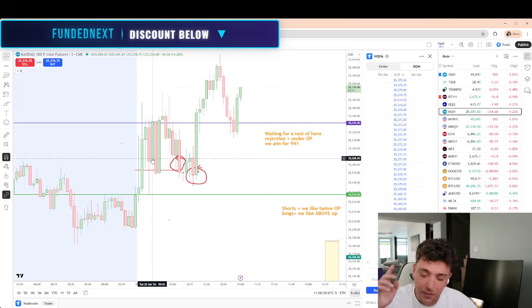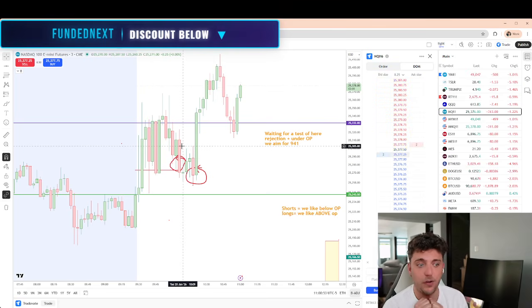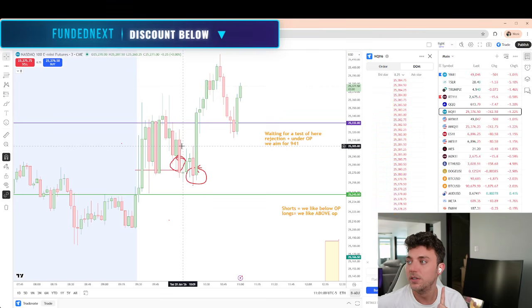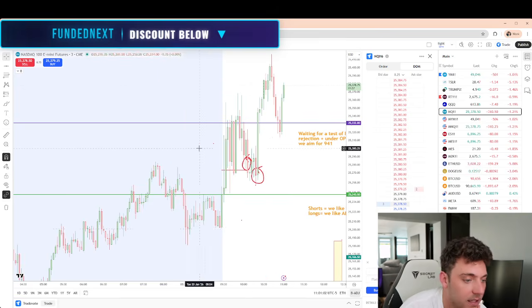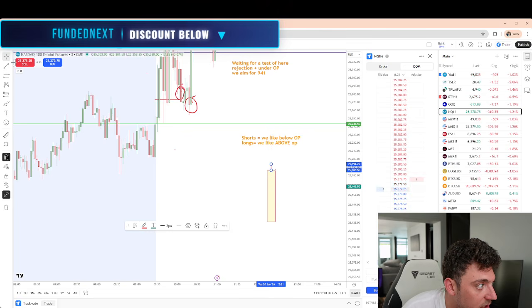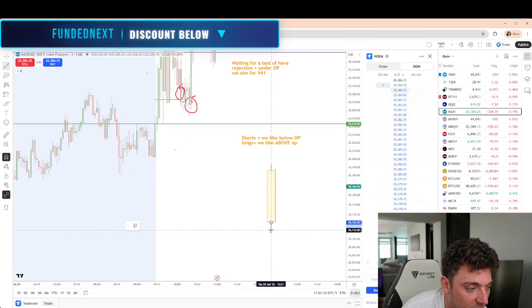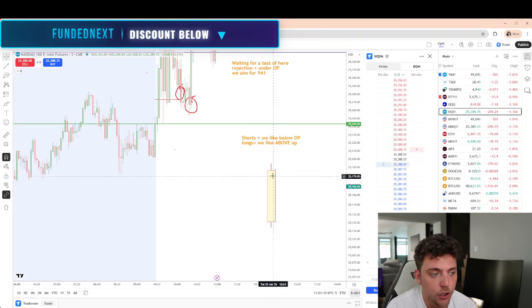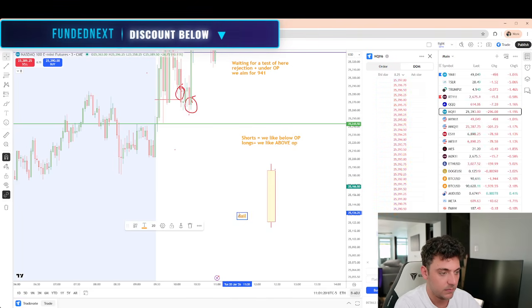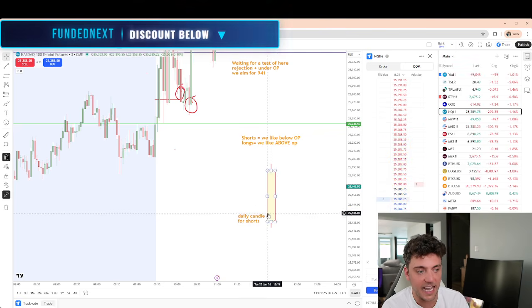I shouldn't. And the truth is, if you are a struggling trader out there, and your win rate is really low, right? This is the new rule of thumb for you. The new rule of thumb is that you only trade when the opening print is on your side, right? So you need a daily candle to look like this. This is the daily candle you need for shorts.